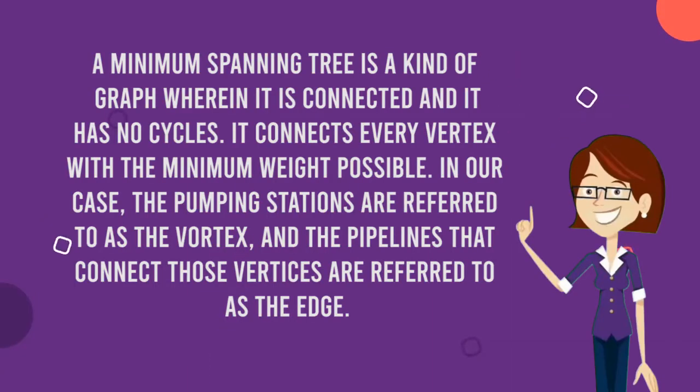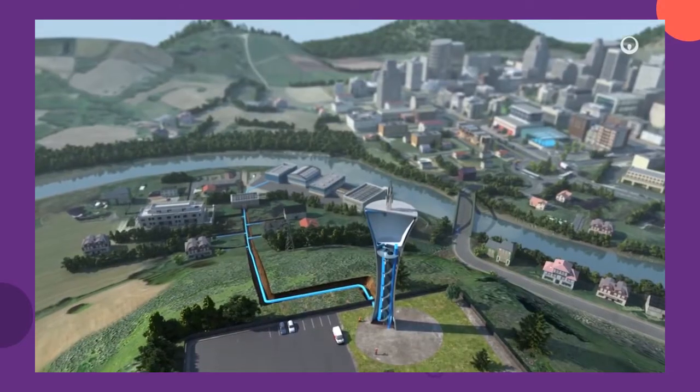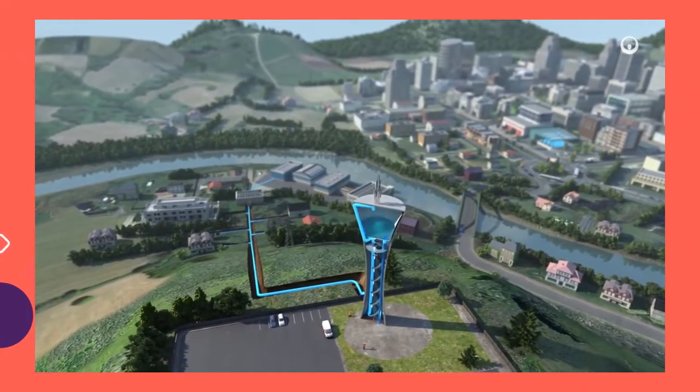A minimum spanning tree is a kind of graph wherein it is connected and it has no cycles. It connects every vertex with the minimum weight possible. In our case, the pumping stations are referred to as the vertices, and the pipelines that connect those vertices are referred to as the edges. I don't understand. Well, let me give you an example.